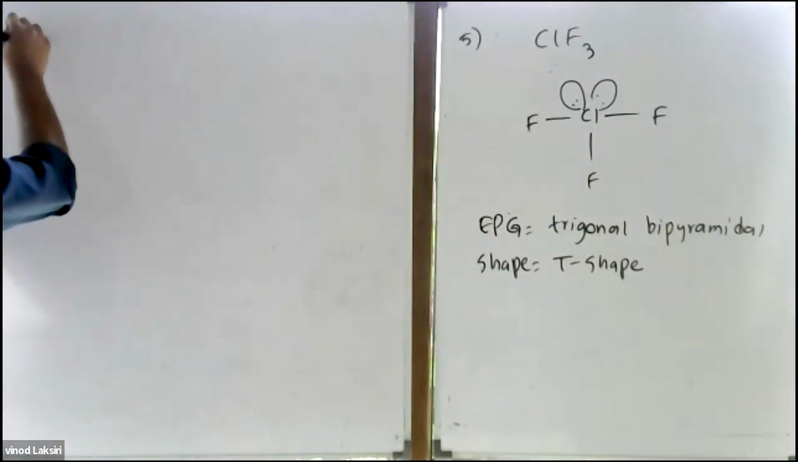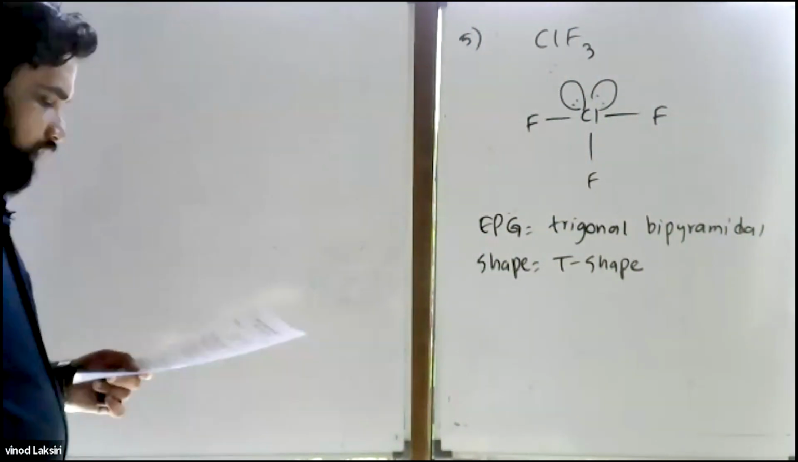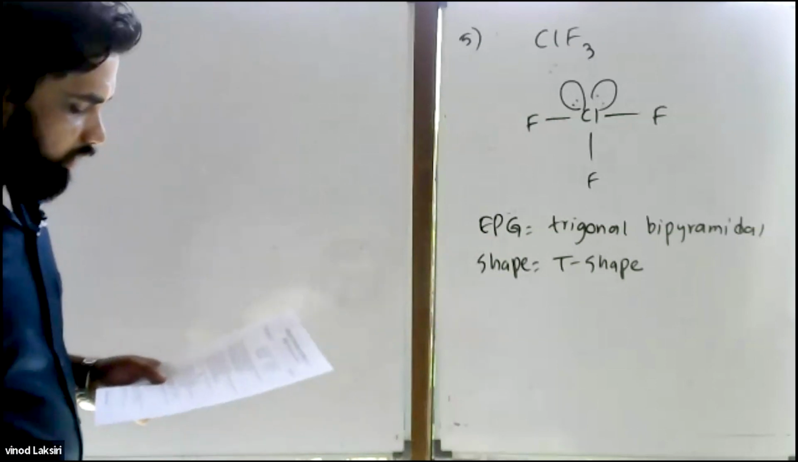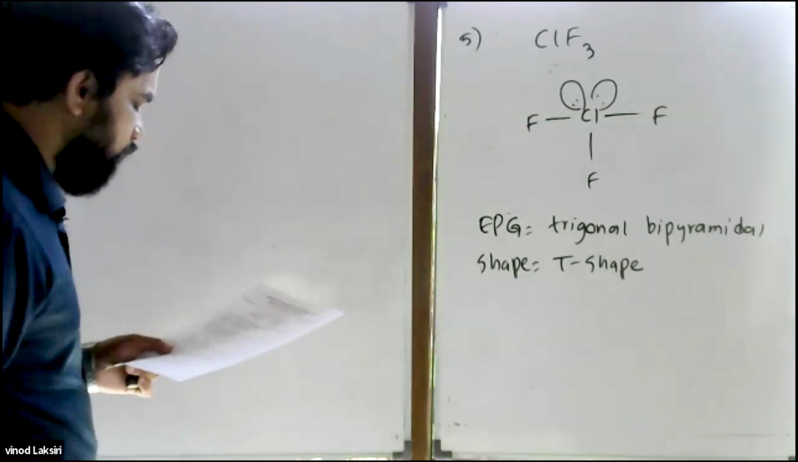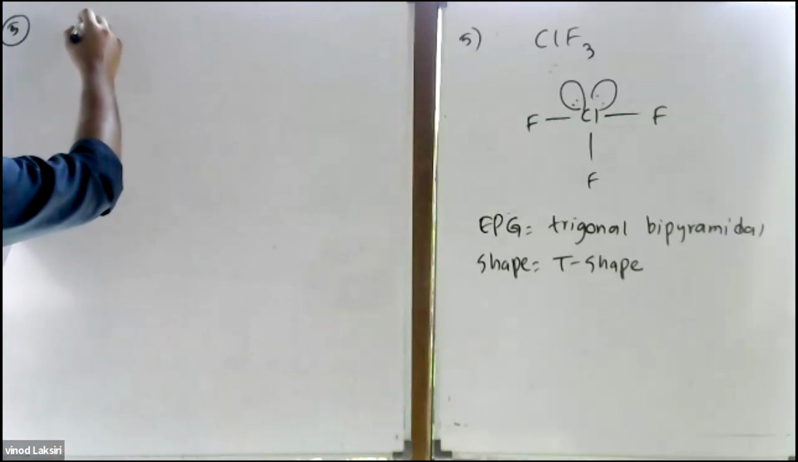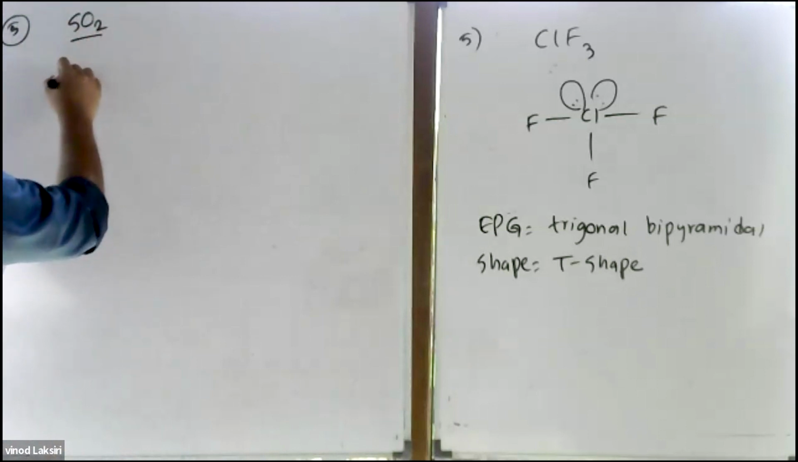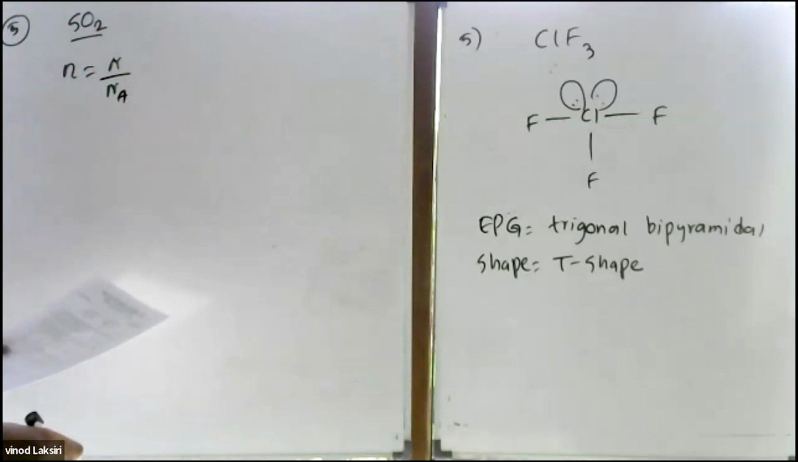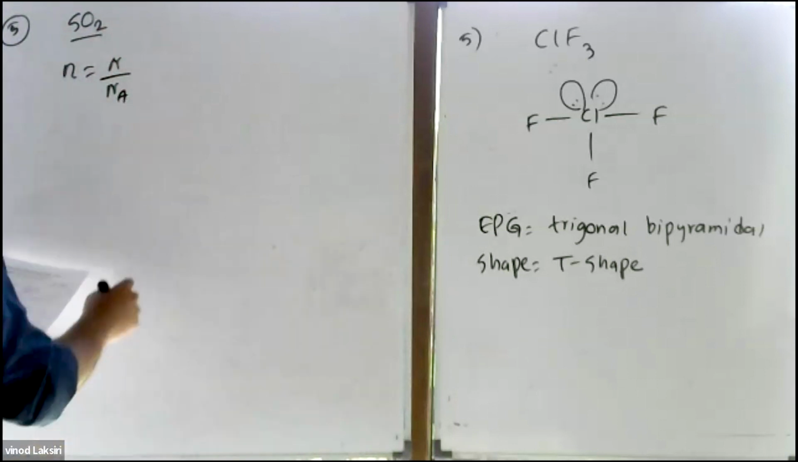Then question number 5, there is a calculation. What is the mass of oxygen present in 3.011 × 10^22 SO2 molecules? The number of molecules is given. Therefore, first I will calculate the number of moles of SO2. What is the equation? The number of molecules should be divided by the Avogadro constant.